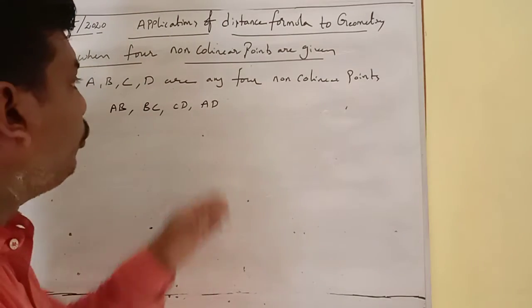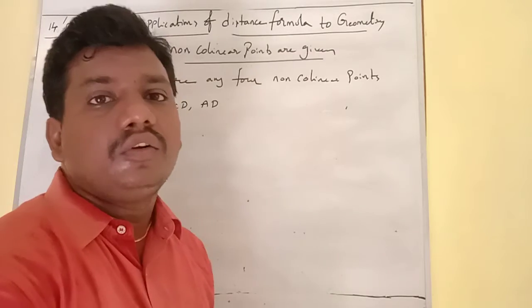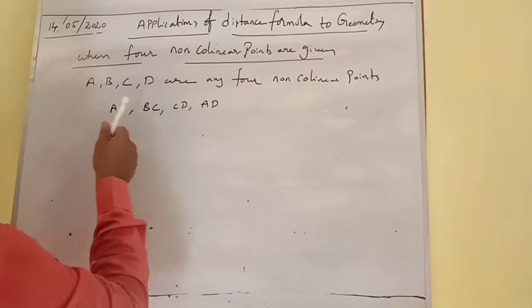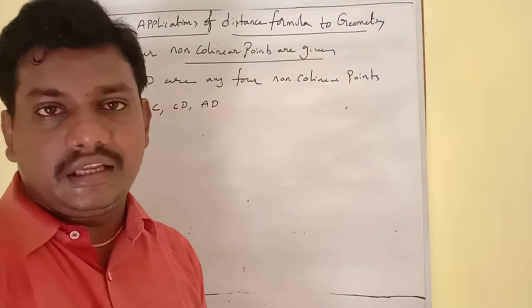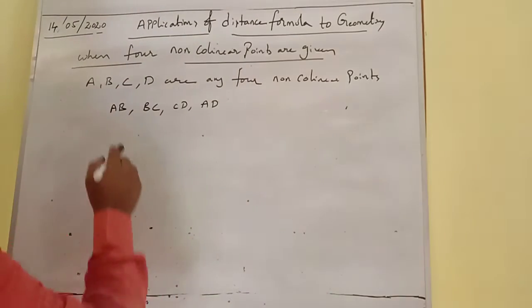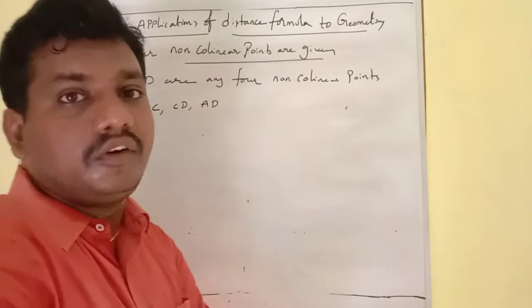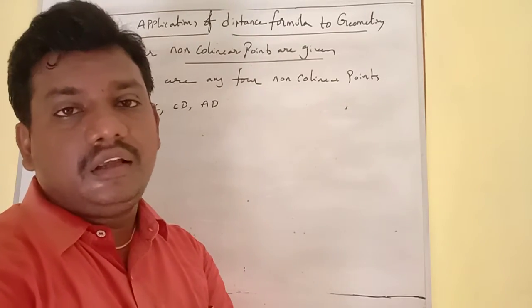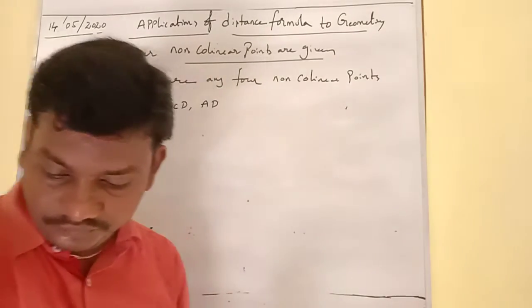That means four non-collinear points form a quadrilateral. That means AB, BC, CD, AD we have to find. So this is a quadrilateral. In some cases we have to see special types of quadrilaterals. How will the special types of quadrilaterals be now?